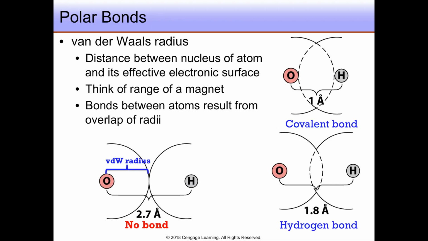To better understand this subject, let's consider the van der Waals radius, which is the distance from the nucleus of the atom to its effective electronic surface. If we think of each atom as a magnet, the van der Waals radius is the limit of the magnet's ability to attract. In any type of bond formed between atoms, there must be an overlap of their van der Waals radii, else they can have no influence on each other. Note that the greater the overlap, the shorter the bond distance and the stronger the bond. From the illustration here, you can see that covalent bonds are much stronger than hydrogen bonds because there is greater overlap of the van der Waals radii.